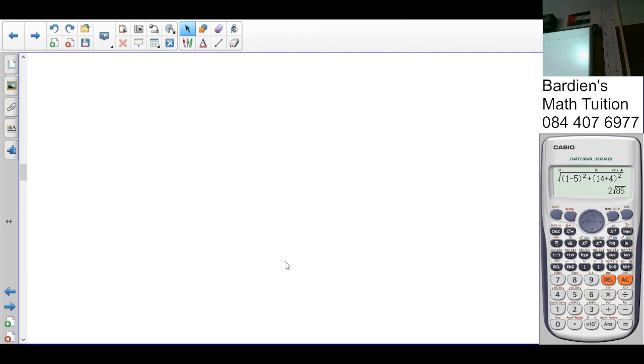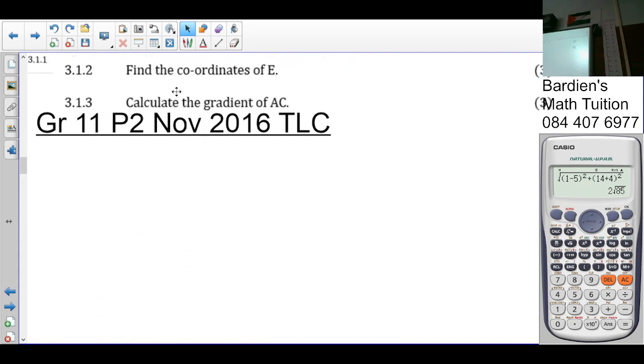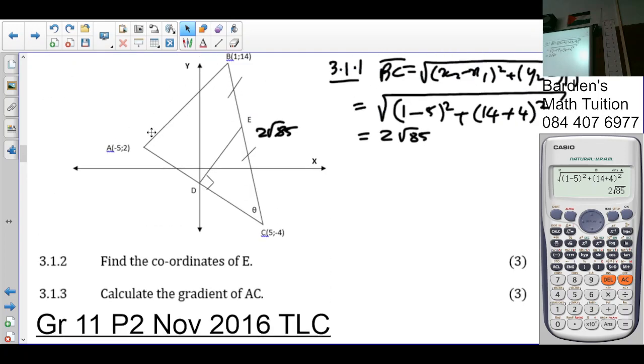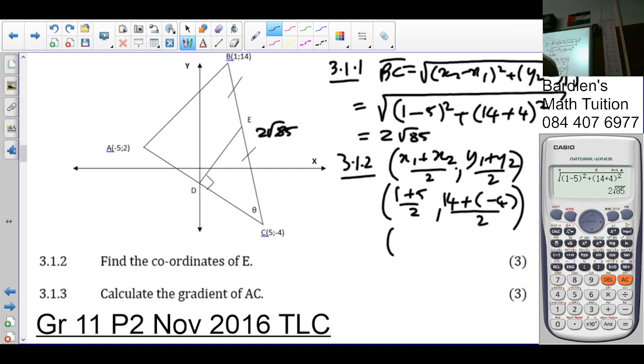And the next question says, find the coordinates of E. We are told that E is the midpoint. So how do you calculate the midpoint? It's x1 plus x2 over 2, y1 plus y2 over 2. So it's 1 plus 5 over 2 and 14 plus -4 over 2. That gives 6 over 2, which is 3. And 14 minus 4 is 10, and 10 divided by 2 is 5. So it's 3 and 5.